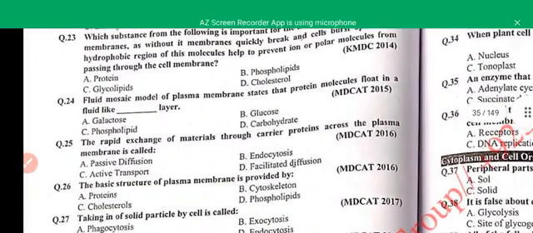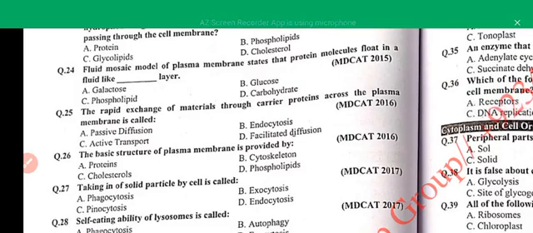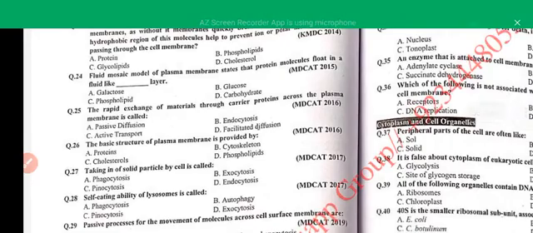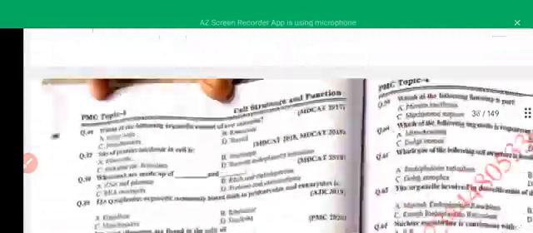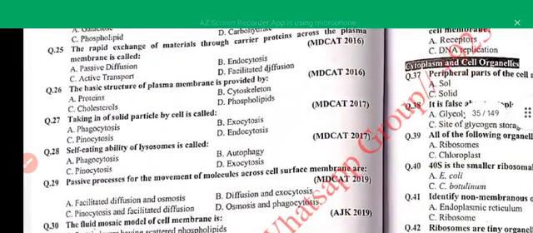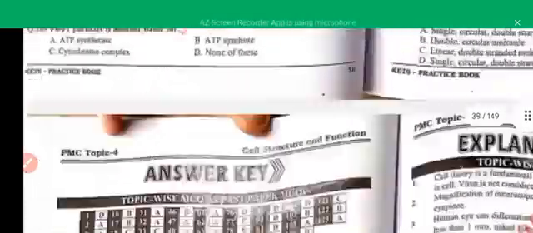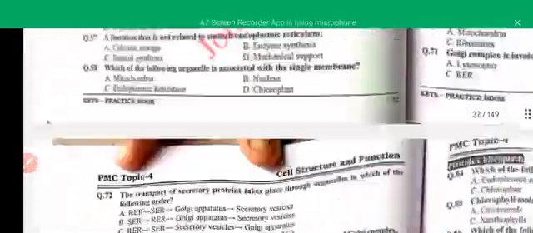25: the rapid exchange of material through the carrier protein across the plasma membrane is called passive transfer, active transfer, facilitated diffusion, or endocytosis. It is facilitated diffusion, D option. Okay. The basic structure of the plasma membrane is provided by phospholipid, D option. Okay, good.